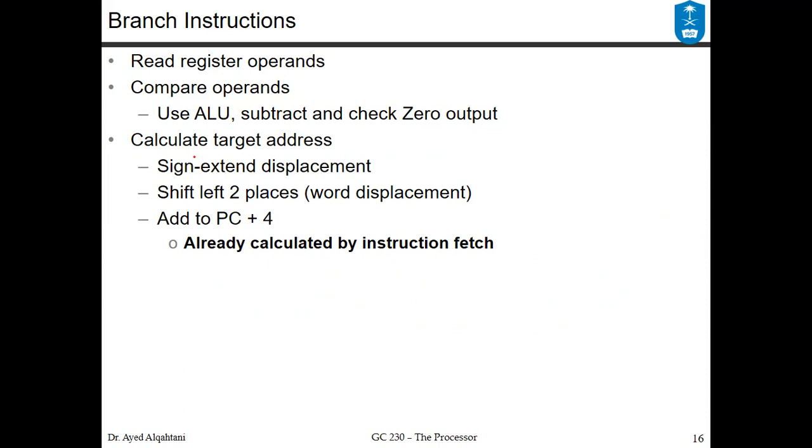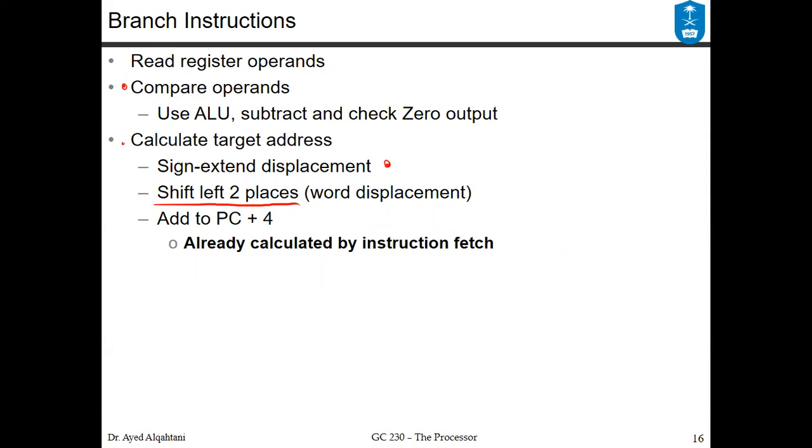Now, you calculate the target address. That's the first job of the branch. It compares the operands by using the ALU, meaning you subtract and then check if the result is 0. The other job of the branch is to calculate the target address. To calculate the target address, you need the displacement, which is the immediate value of the branch instruction. It also has 16 bits. And then you shift it left 2 places to make it multiplied by 4.